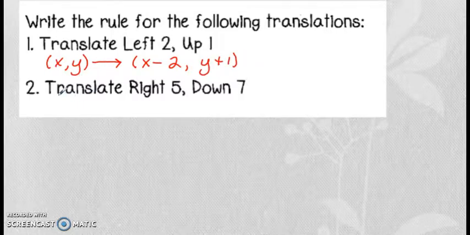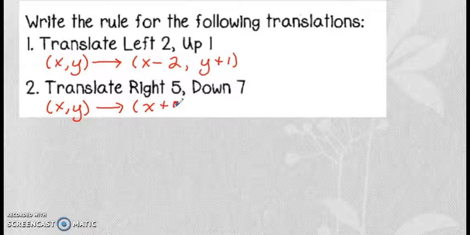If we want to translate to the right, again, we are still going to start with X, Y. Draw our arrow. We still write the X. Right is plus, and we're moving 5 spaces. Write the Y. Down is minus, and we're going down 7 spaces.